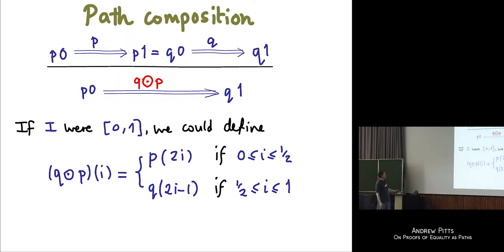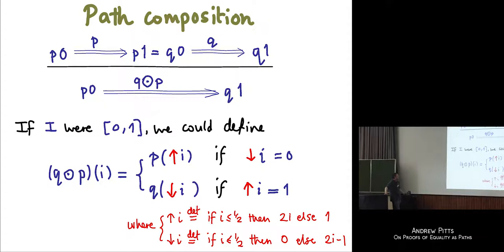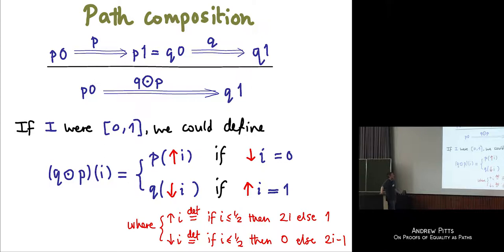Now, let's just abstract a little. What have we actually got here? We've got two functions. I'll call them up arrow and down arrow. Up arrow of i is 2i on the first half of the interval, and then it's just constantly 1 on the second half. Down arrow is constantly 0 on the first half, and then it's 2i minus 1 on the second. So this definition in the concrete case is that the composite path is p of up arrow on the bit where down arrow is 0, and it's q of down arrow on the bit where up arrow of i is 1. Right, okay. So let's take that and run with it.